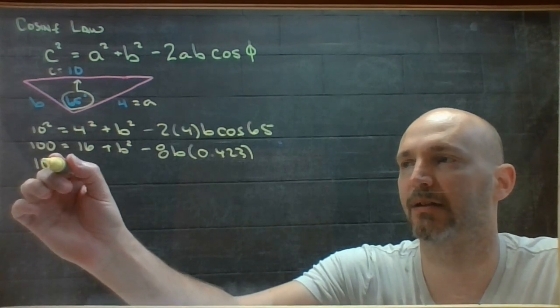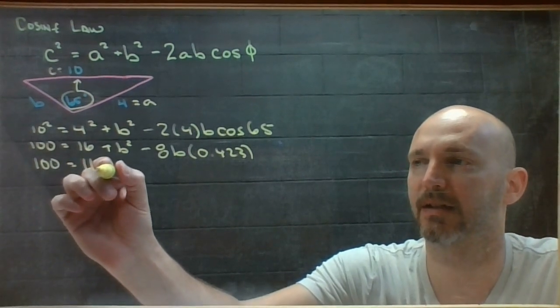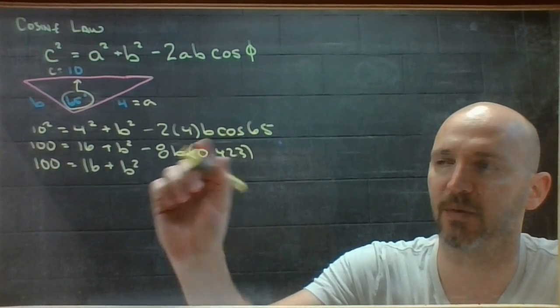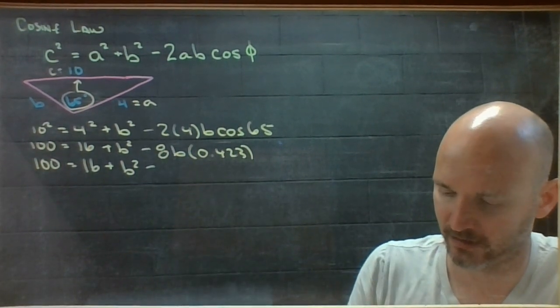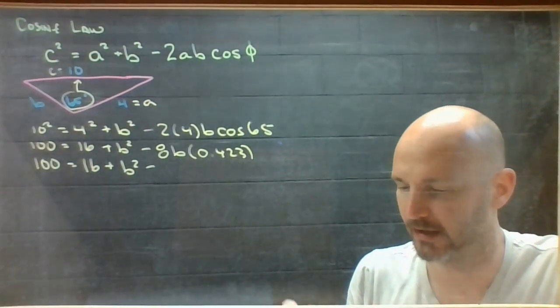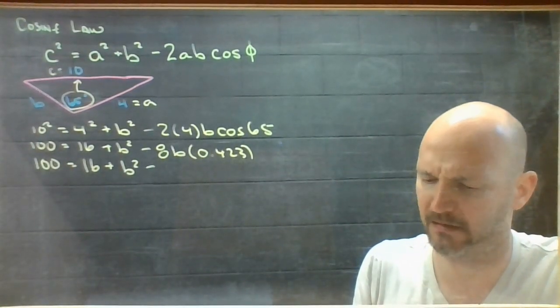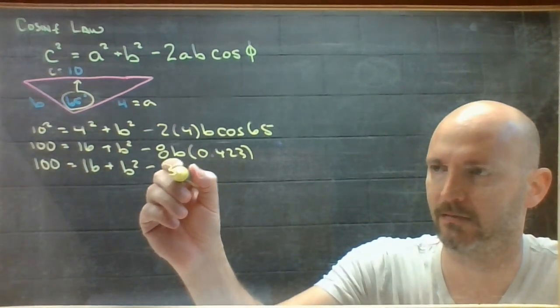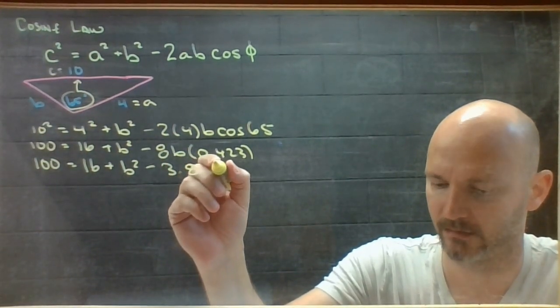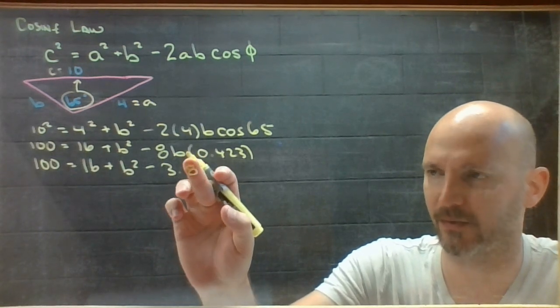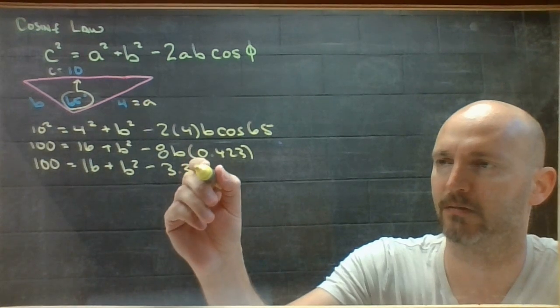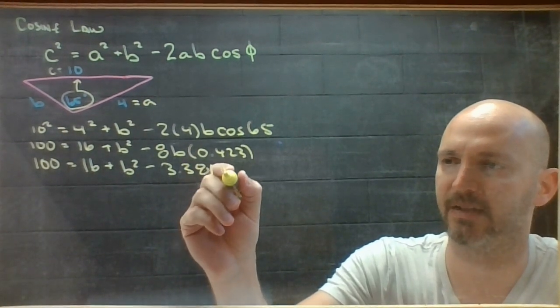Another line here. 100 is 16 plus B squared, 8 times 0.423 is 3.381, with a B still attached.